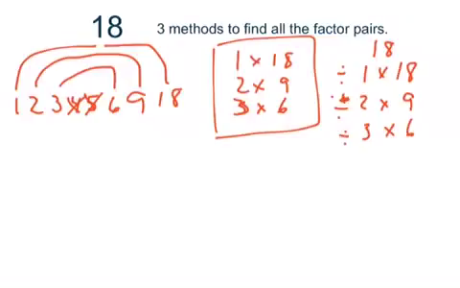So you see which of those methods works the best for you. Just make sure that you're always thinking about how to get all of the factor pairs, because that's going to be really important to you in everything we do moving forward. So, okay, there are some for you.